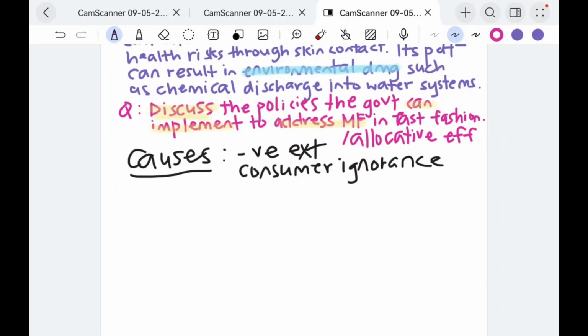How do you make sure that a policy can address a problem? So there are some parameters that we need to set up to evaluate our policies against, so that they can qualify to be a good policy that can be implemented. Because it is not sufficient to just talk about two policies and how they work to address market failure, because there is no evaluation in this way. It is just elaboration.